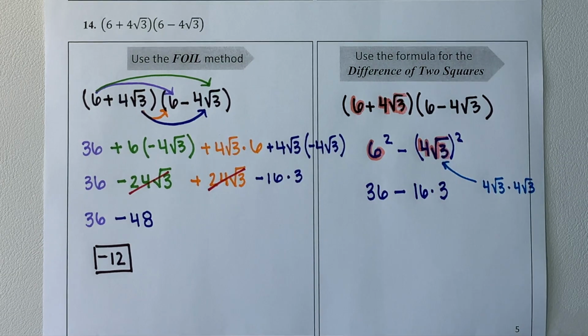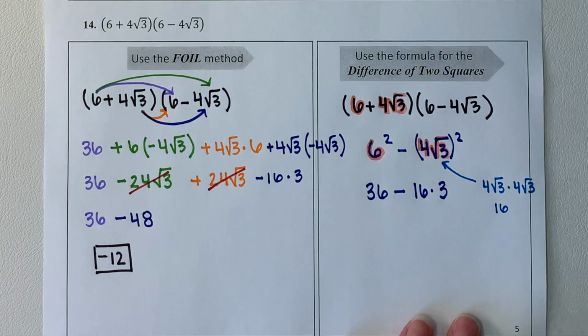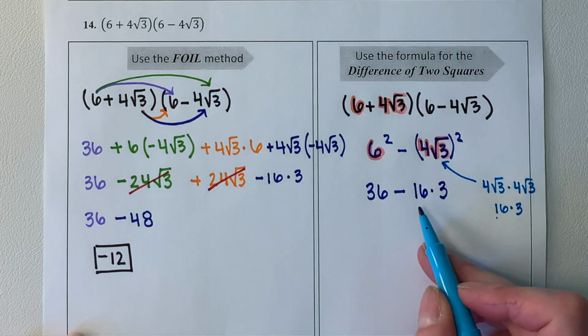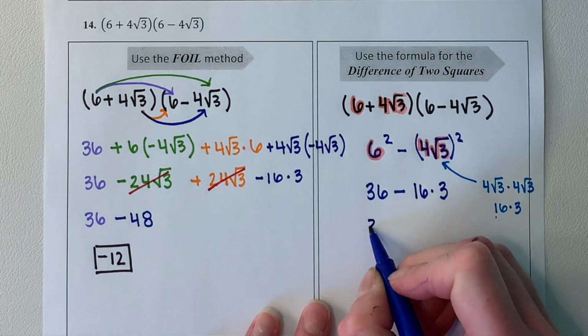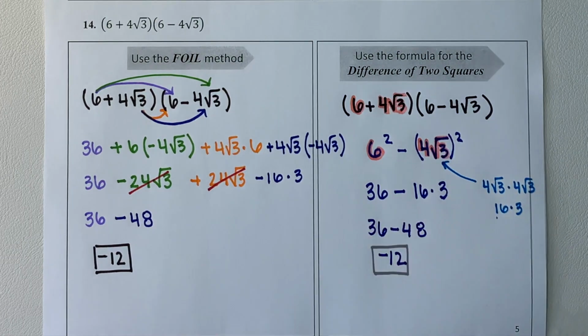And we know that we multiply like quantities, so we would take the 4 times the 4 to get 16. The square root of 3 times the square root of 3 just gives us 3. And this is exactly what we wrote over here. This would leave us with 36 minus 48, which gives us -12. Again, the difference of two squares formula gave us the exact same answer as the FOIL method.